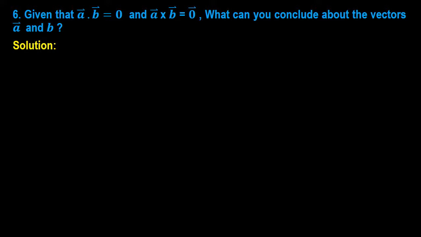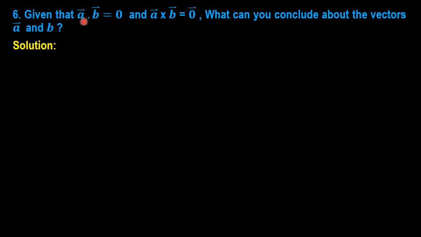Question number 4 and 5 we have already done, and now question number 6. Given that the dot product of A with B equals 0 and cross product of A with B equals 0 vector, what can you conclude about the vectors A and B? So these are the two given.